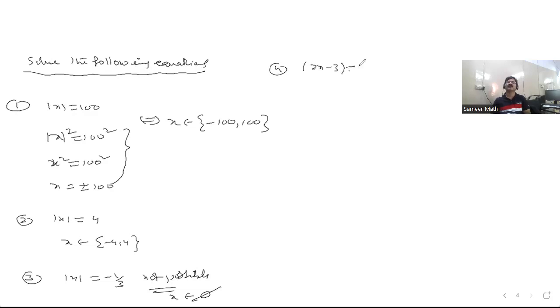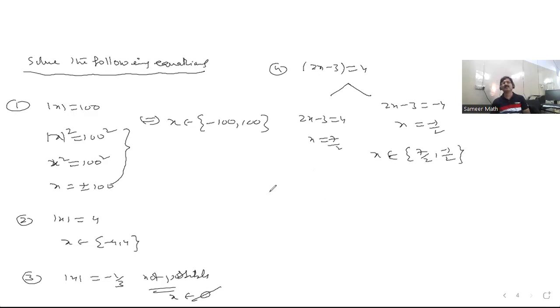2x minus 3 is equal to 4. What happens, sir? You can take two values like this: 2x minus 3 is equal to 4, and 2x minus 3 is equal to minus 4. So x is equal to 7 by 2, and x is equal to minus 1 by 2. So your answer is x belongs to 7 by 2 comma minus 1 by 2. Order is not important in sets now. That's why we can write like this.